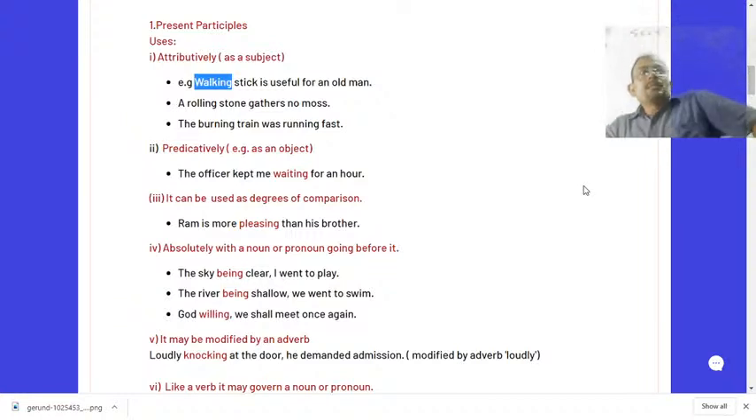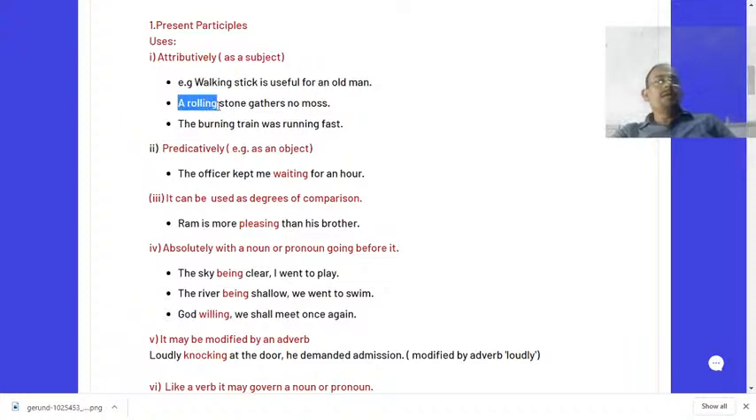Whenever a present participle is there in the beginning of the sentence, it is used attributively as a subject. For example, the second example, you see a rolling stone. Here again you can see the rolling is used attributively in the sentence. Therefore, whenever we use ing as a subject in the beginning of the sentence, it is always used attributively. So you should remember this particular use of present participle.